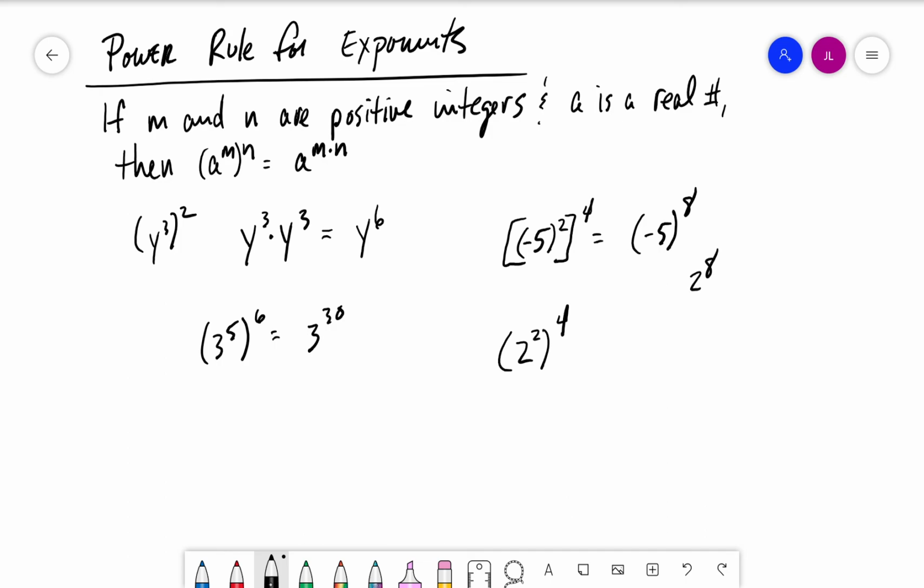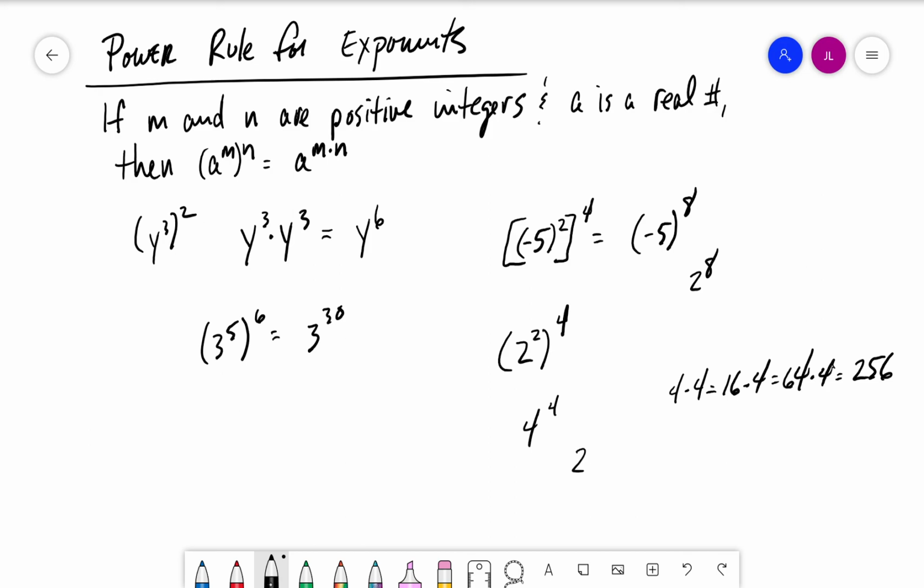Well, what is 2 squared? Well, 2 squared is 4. So we're basically saying 4 to the 4th, which we know 4 times 4 is 16 times 4 is 64 times 4 is 256. This is the same thing as 2 to the 8th.